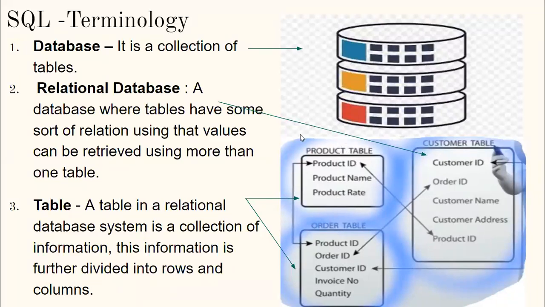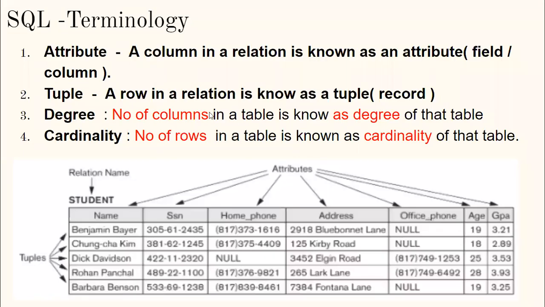and the table is called as product. So the table is otherwise called as a relation also. Then the next is attribute. Attribute means a column in a relation is known as attribute, a field or a column.